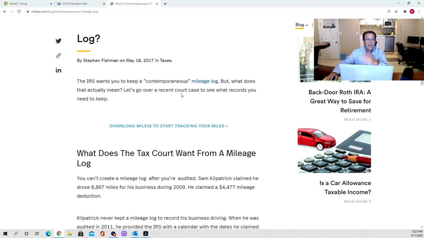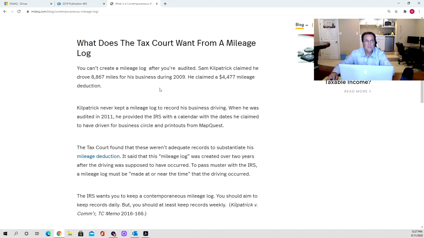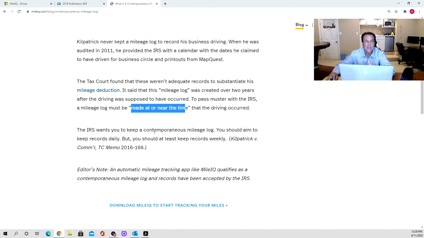So this is what the IRS wants to know. So here it is. This was a situation in tax court where he never kept a mileage log, and he tried to do it after the fact. To pass muster with the IRS, a log must be made at or near the time. Okay, that's contemporaneous. The IRS wants you to keep a contemporaneous mileage log. You should aim to keep records daily.